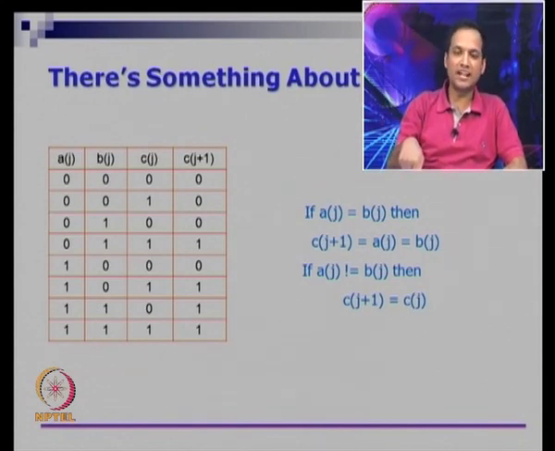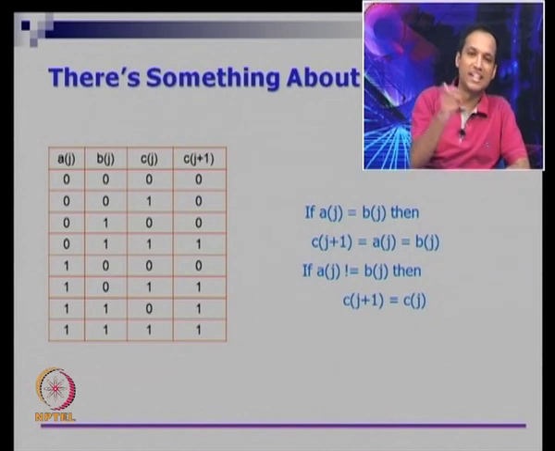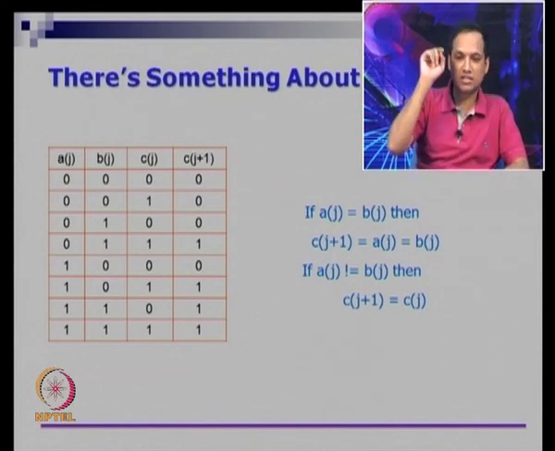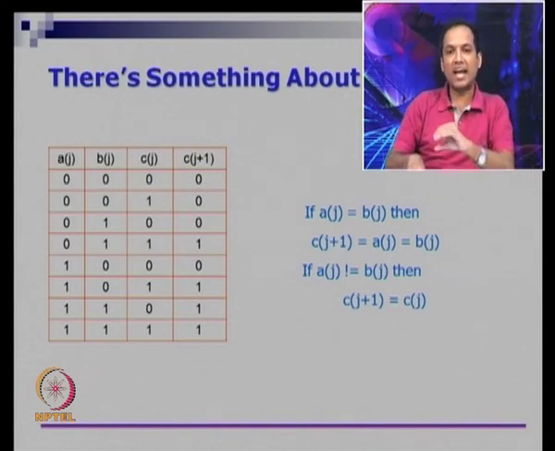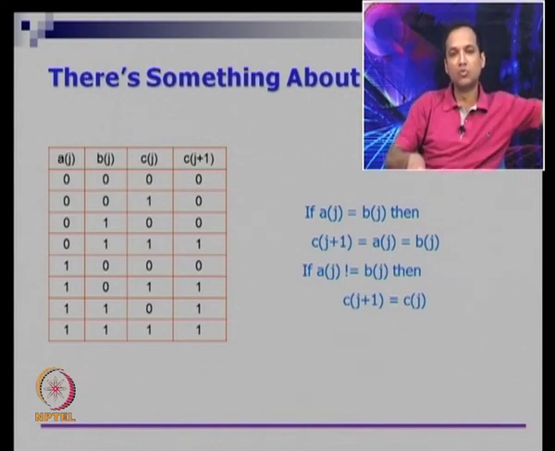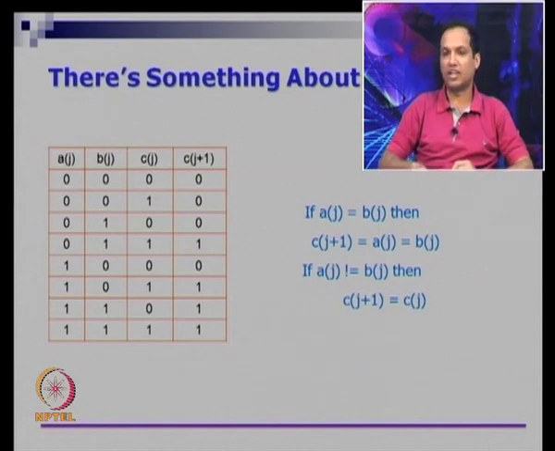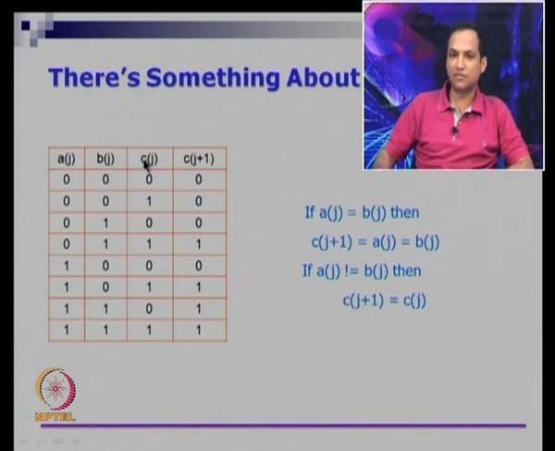The sum gets decided, but the carry has to move to the next location on the left. Sum does not have to move. Sum is decided for location j, but carry of j plus 1 has to move to the locations greater than j. So I am interested in looking at c of j plus 1. Let us look at a of j, b of j and c of j and see what c of j plus 1 is. This is just a truth table.